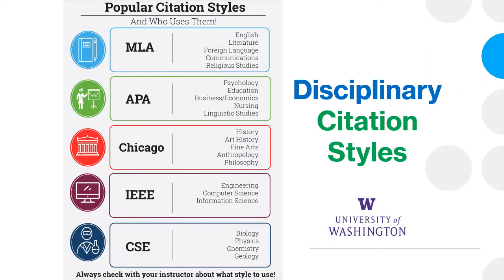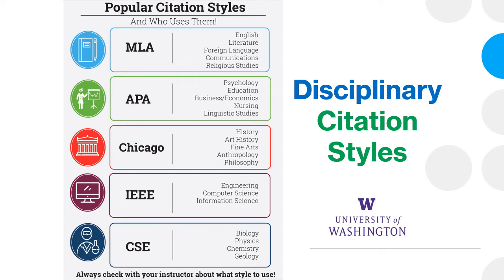In different disciplines, there are different citation styles. University of Washington identified the popular citation styles. The first is MLA. The MLA style will be used when you are conducting your research and writing a research report in the domain of English, literature, foreign language, communication, and religious studies.